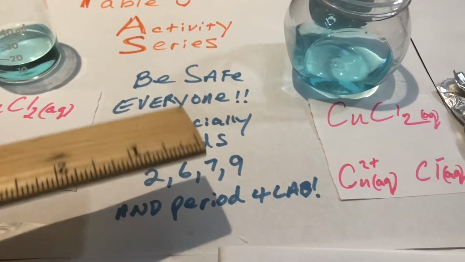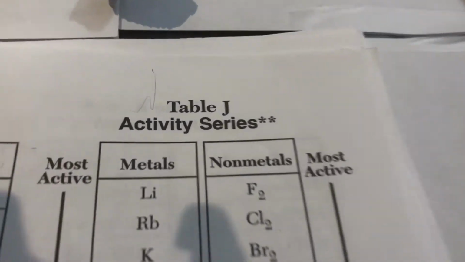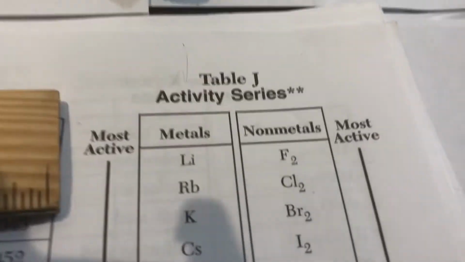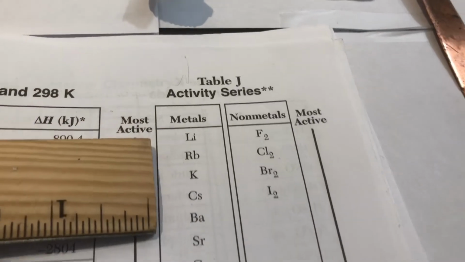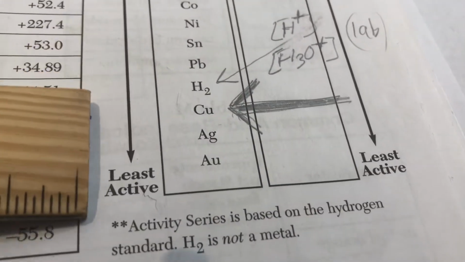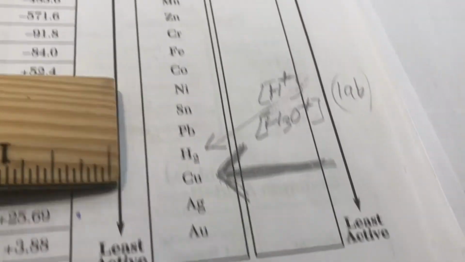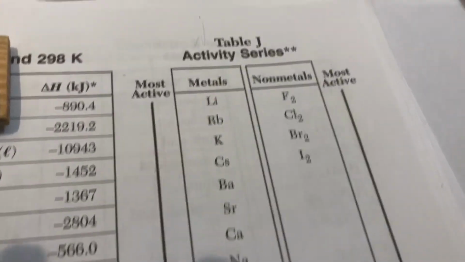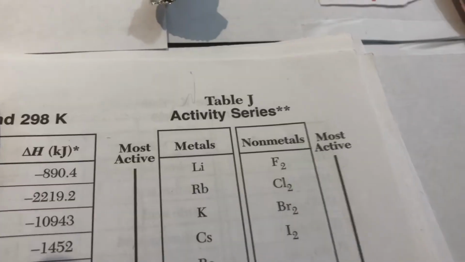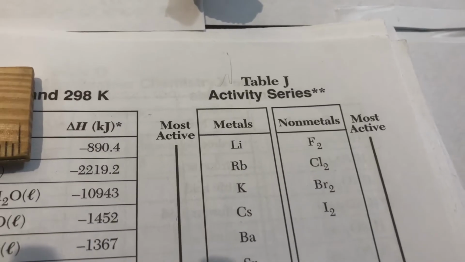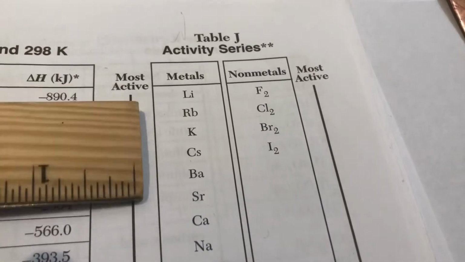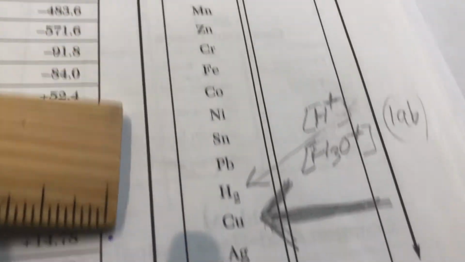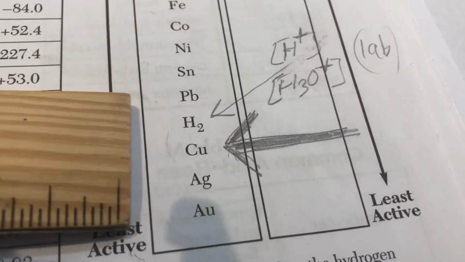All right, guys, what we're going to do today, we're going to look at Table J and the activity series. If you notice at the top, the most active metals tend to be higher, and the metals as you go down lower tend to be less active. In terms of Table J, what do they mean by activity? It means the ability to lose electrons more easily. So these guys are more easily oxidized, and the guys at the bottom are less easily oxidized.